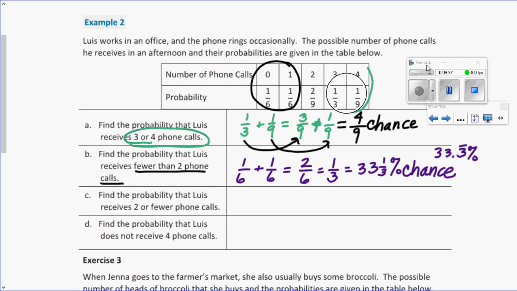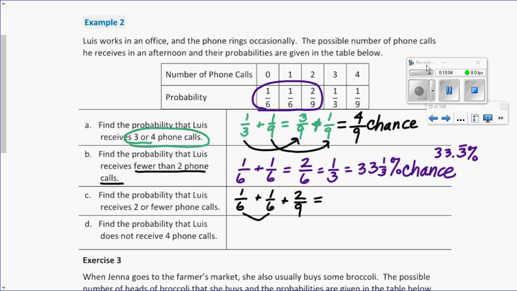Let's clean this up so we can see our chart a little better. 2 or fewer would include 2. So I have all of these. Oh man, I'm seeing some different denominators there. 1/6 plus 1/6 plus 2/9. Okay, there's two ways you can do this. You can make the denominators all out of 18 or even 54. But with math, I'm going to see if I can make it a little simpler.